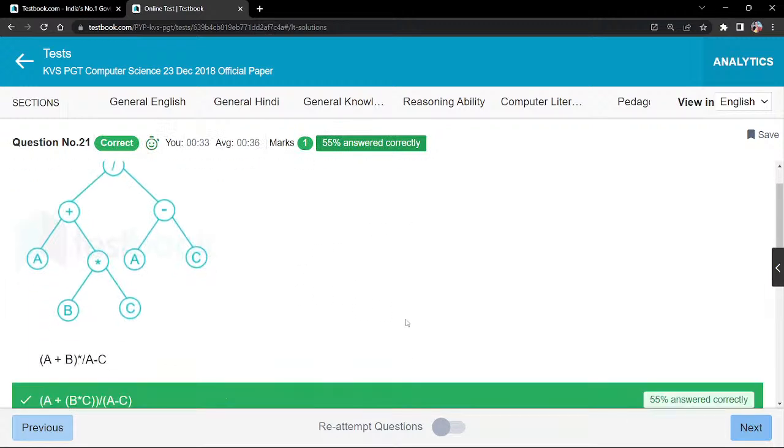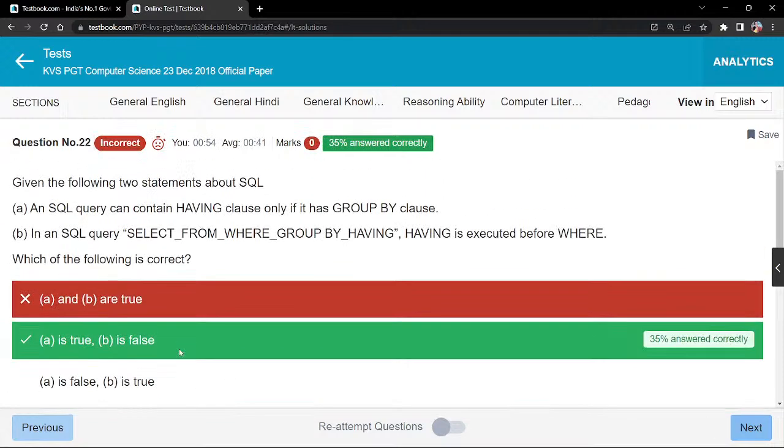Following correct arithmetic expression. What is the SQL 2 statement?